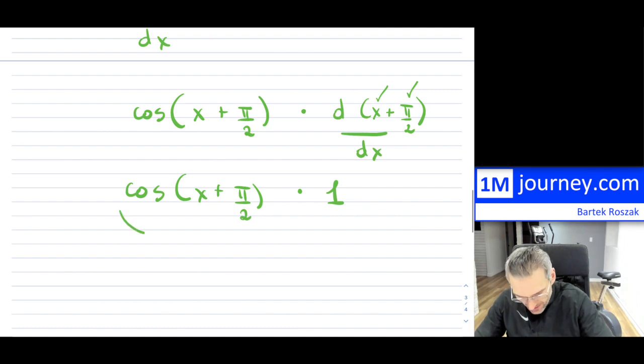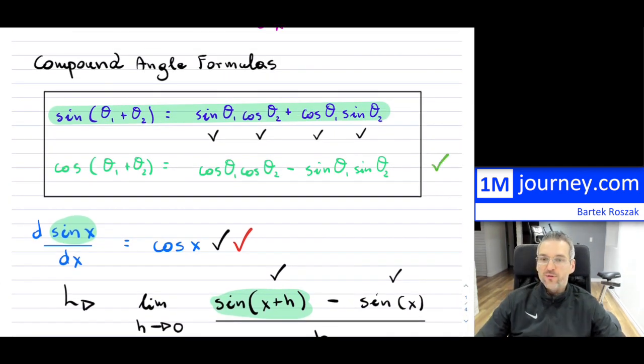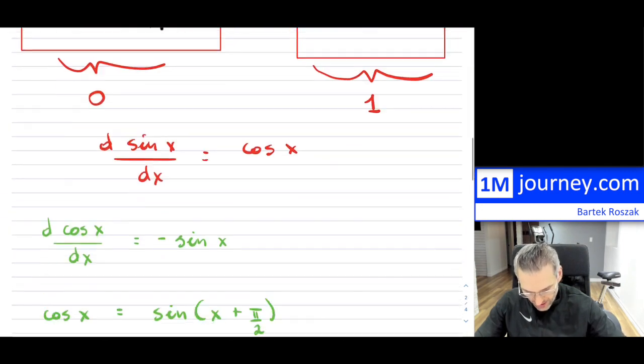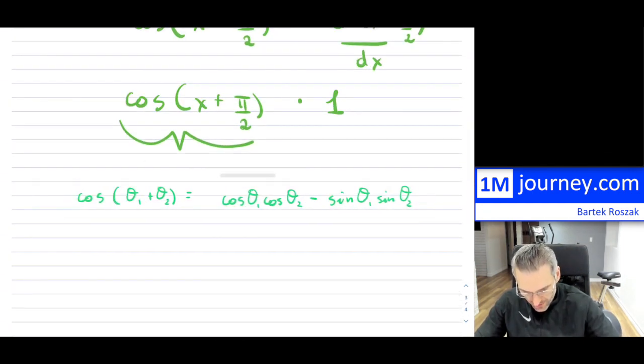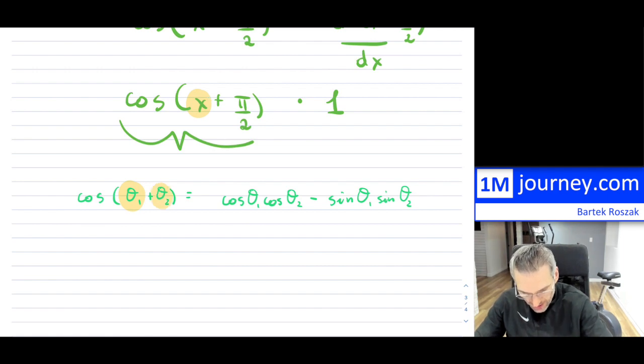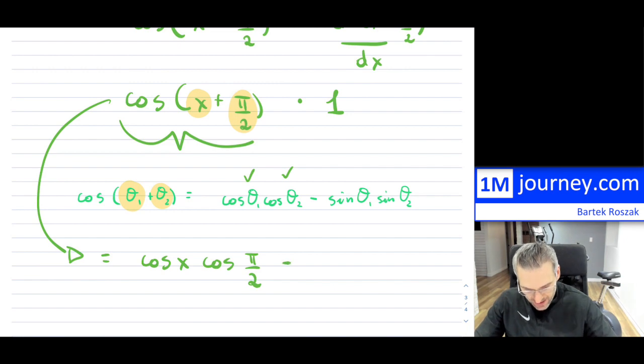Okay, and from here, using the compound angle formulas, you will notice that if I take a look and use this, let me copy this, bring it down, I'm just going to show you. So this is what we have, where angle 1, that's your x, angle 2, that's your pi over 2, or just 90 degrees. So that means that this is nothing else but simply cos of x times cos of pi over 2, so that's this term, minus sine of the first angle, which is x, times sine of the second one, which is pi over 2.